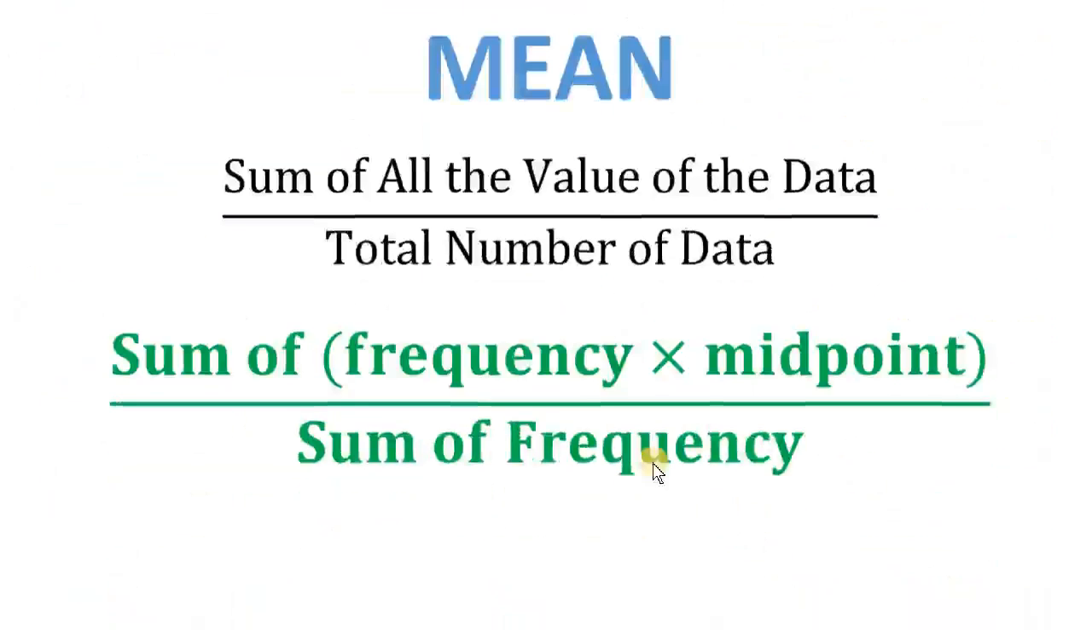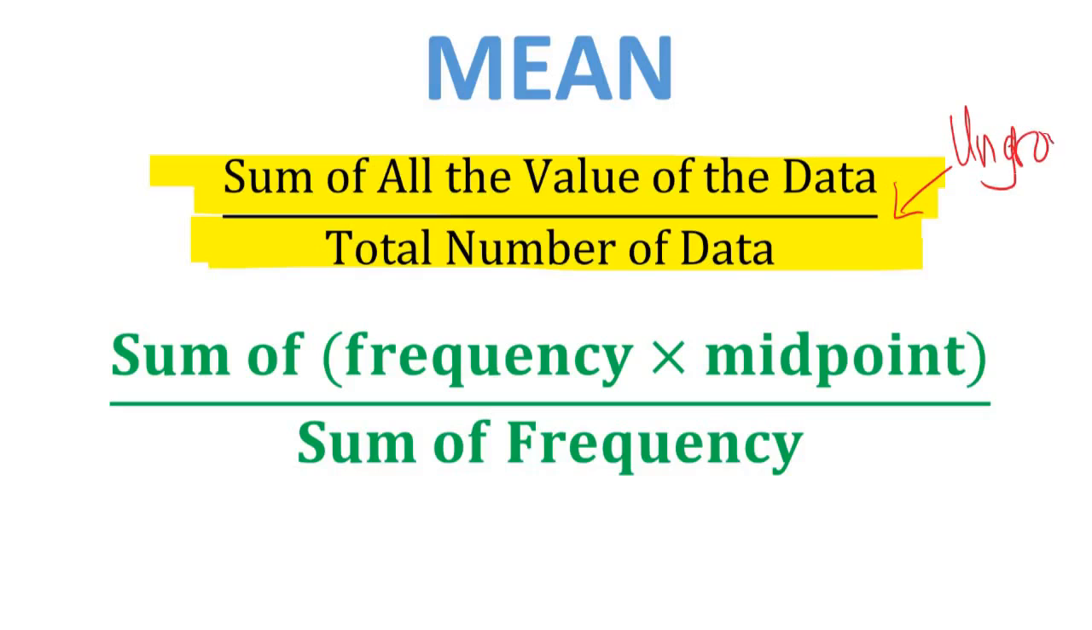Okay, mean. In the ungrouped data, I gave you the calculation. I said for the mean we need to calculate the sum of all the values of the data, and then divide by how many data we have, the total number of data. This is for the ungrouped data.